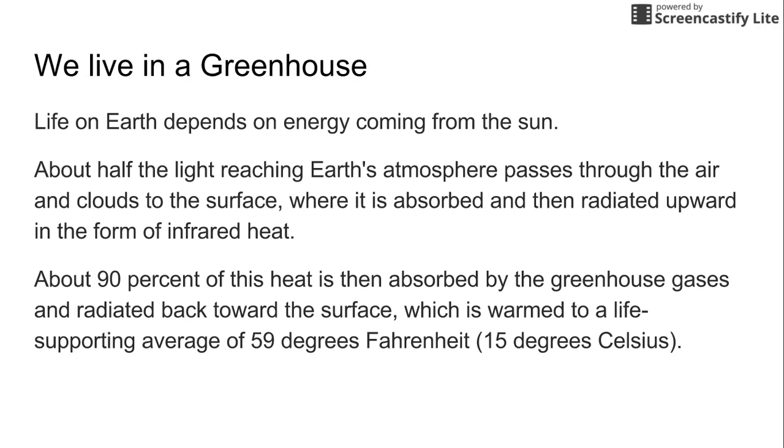All life on Earth depends on energy coming from the sun, and about half of the light reaching the Earth's atmosphere passes through the air and clouds to the surface, where it's absorbed and then radiated upward in the form of infrared heat. And this is just like that picture we saw with the Earth and the atmosphere trapping it in. About 90% of the heat is then absorbed by the greenhouse gases and radiated back toward the surface, which is warmed to a life-supporting average of about 59 degrees.